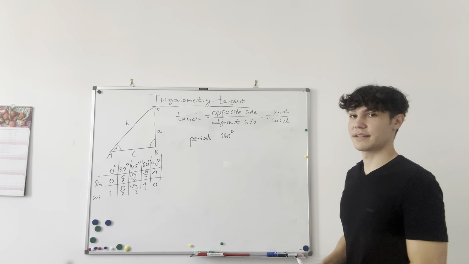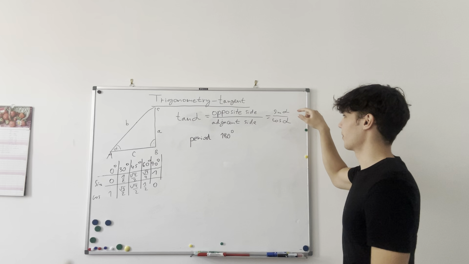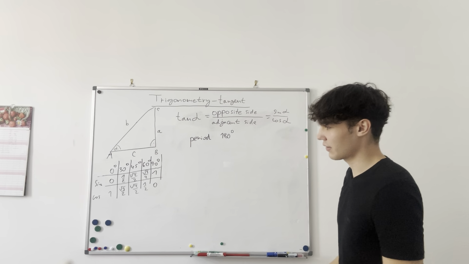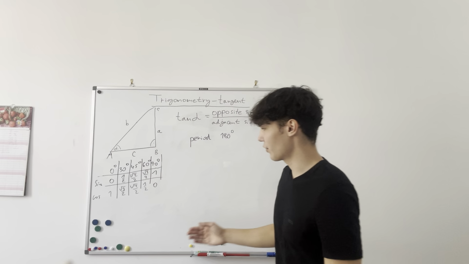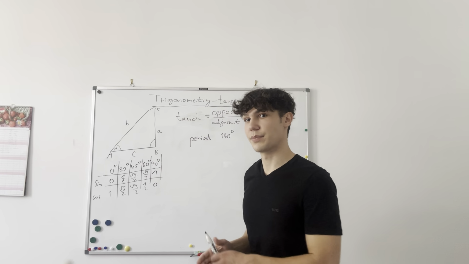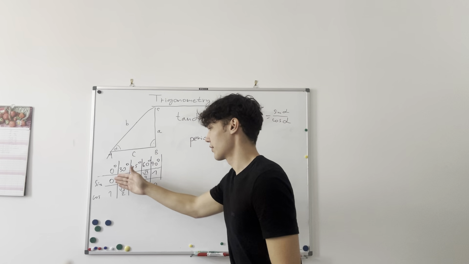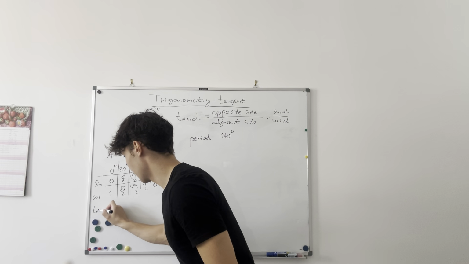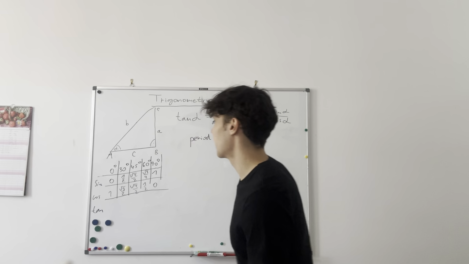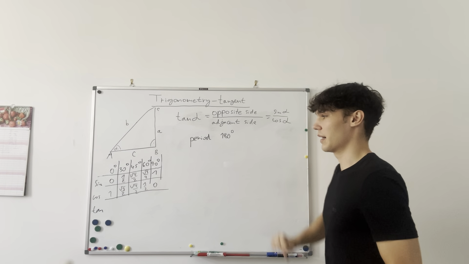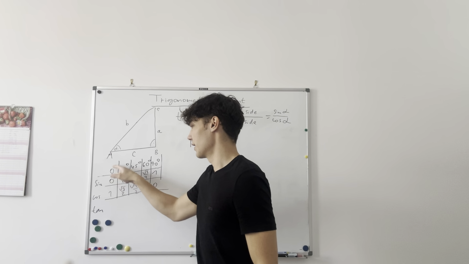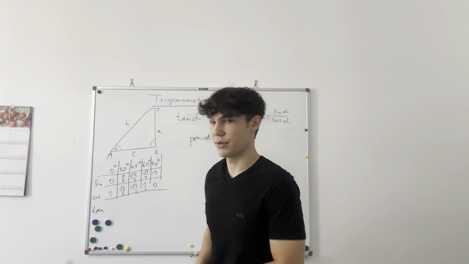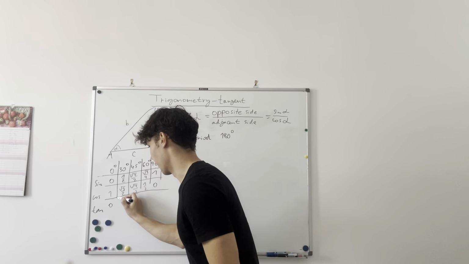Given that we know that tangent is the ratio of sine to cosine, or sine divided by cosine, we can simply take the values we have here that I covered in the previous videos and just divide them. So tangent is basically going to be like this: sine divided by cosine. So for 0 degrees, tangent is going to be equal to what? 0 divided by 1 is going to be 0.